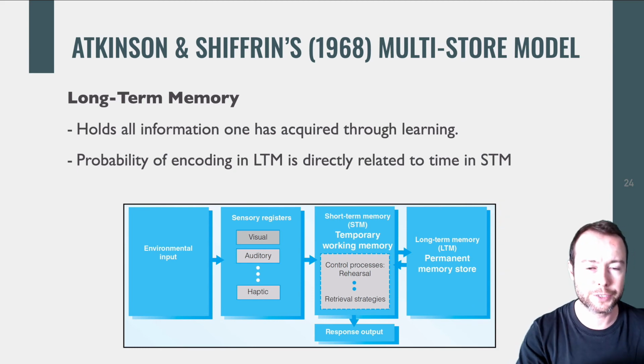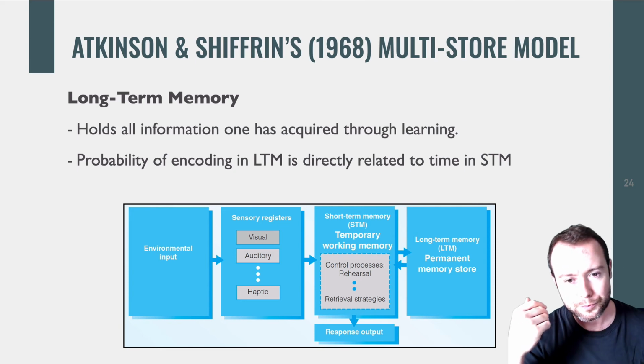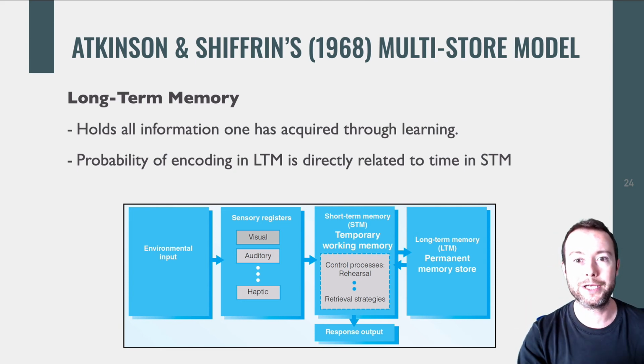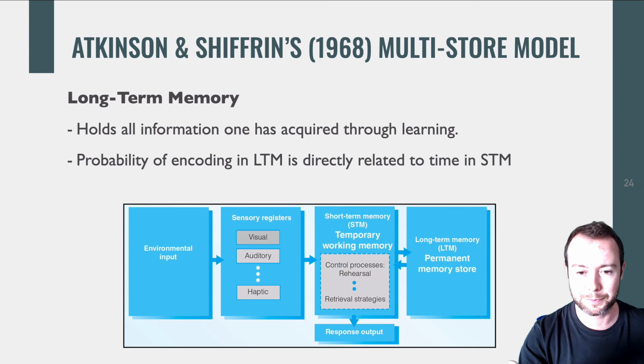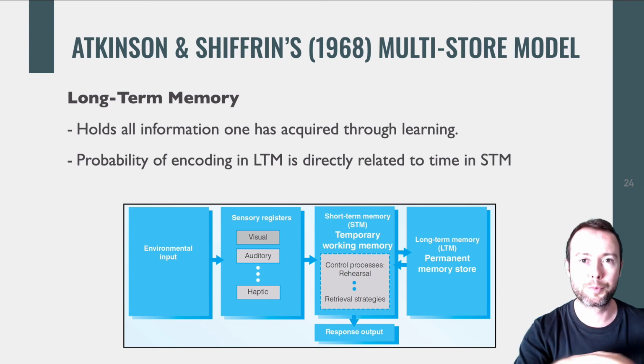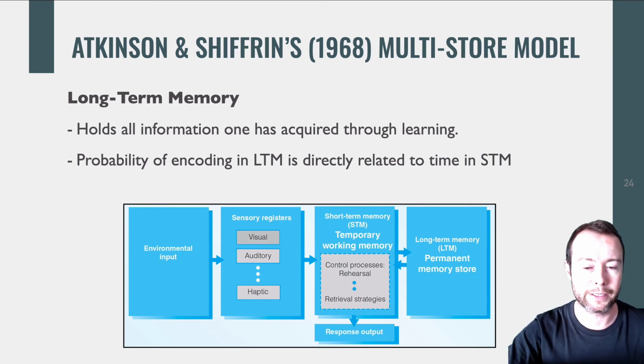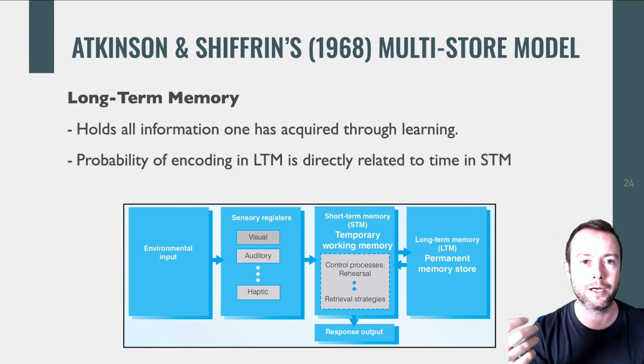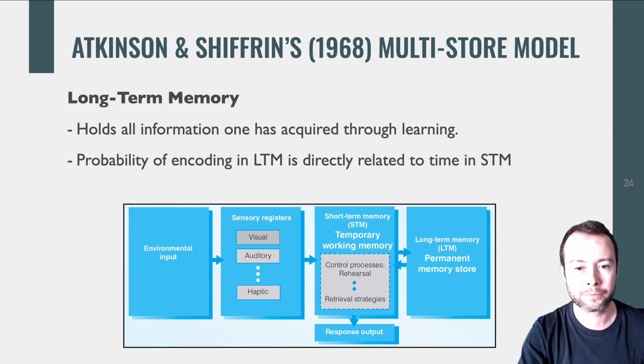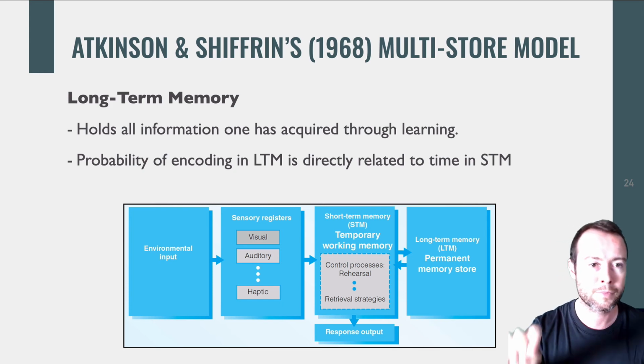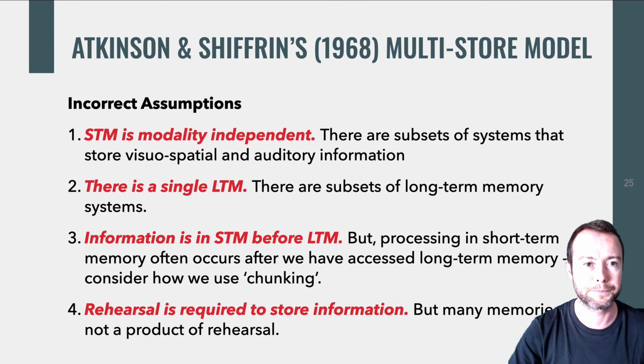And then the final stage of the multi-store model is long-term memory, the permanent memory store. And this is where all information that's going to be stored ends up after it's been rehearsed. And they argue that the probability of any piece of information being encoded into long-term memory is directly related to the amount of time that it spends in short-term memory. So in other words, the more that you end up rehearsing and repeating this information in short-term memory, the more likely it is to transfer to long-term memory. But that's a topic for another lecture.